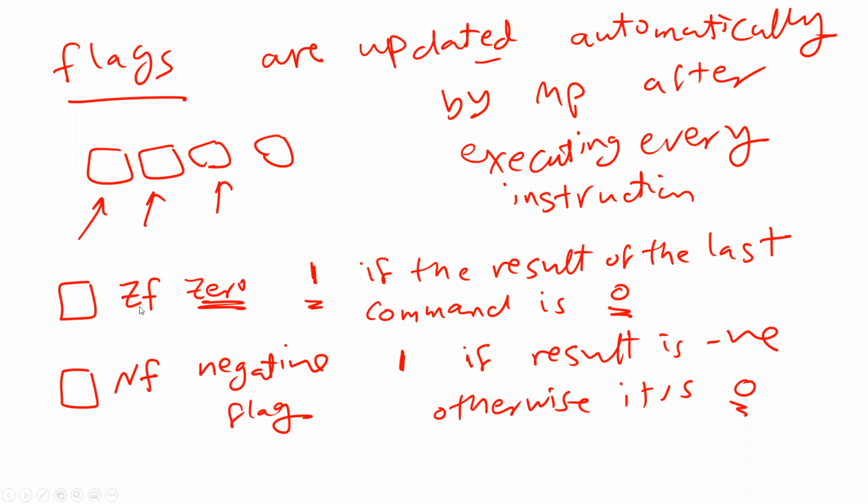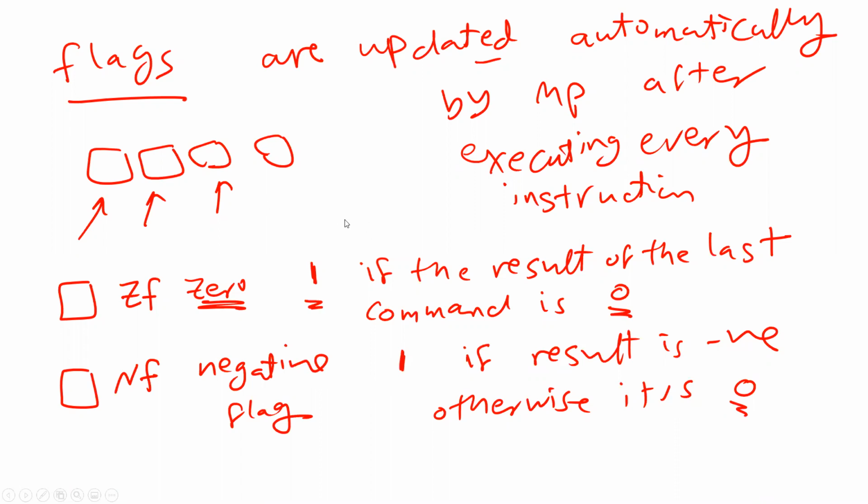These two flags: the zero flag, I told you, after you do a certain operation, if the result of the operation is zero, this flag is going to be one. Otherwise, it is zero. So this flag can tell you if the result of the last operation is zero or not. The second one is called the negative flag, and it can tell you if the result of the last operation or the last command is negative or not, because it is one if the result is negative, otherwise it is zero.